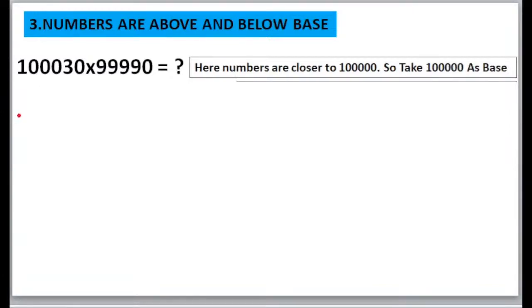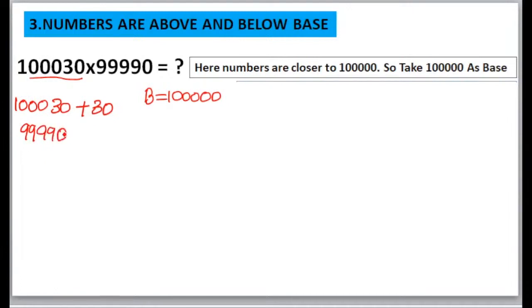it's a bigger number, that is 1,30,000 into 99,990. Here you have 5 zeros, that is base is 1 lakh. Base is 1 lakh. And 1,30,000 is 30 greater than 1 lakh, and 99,990 is 10 less than 1 lakh.